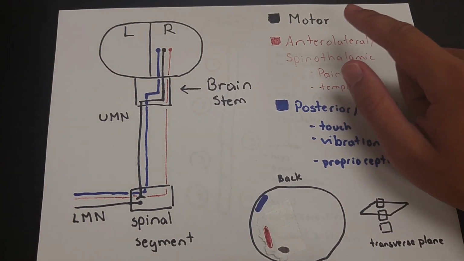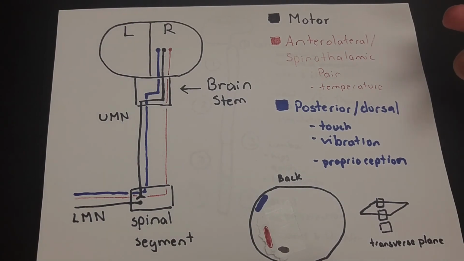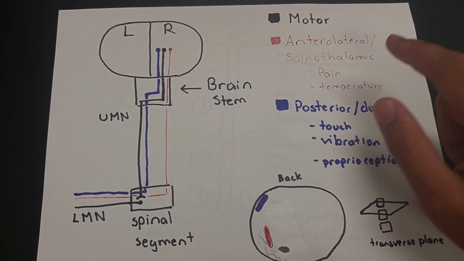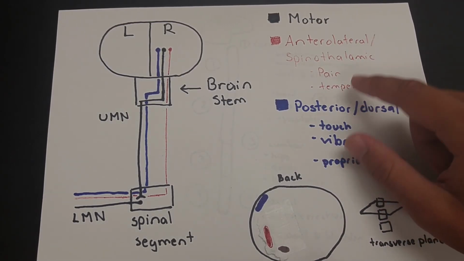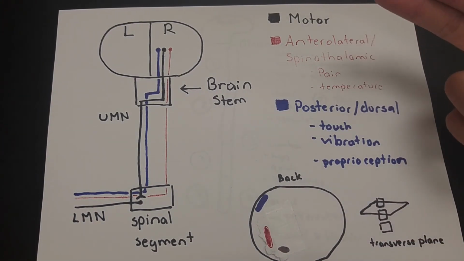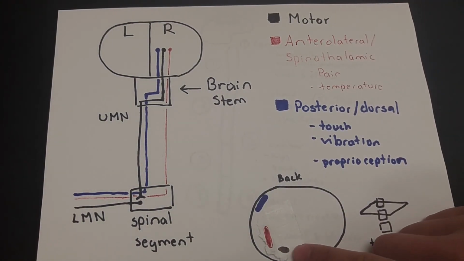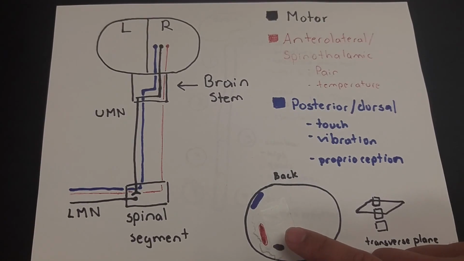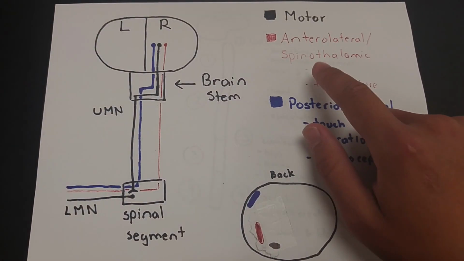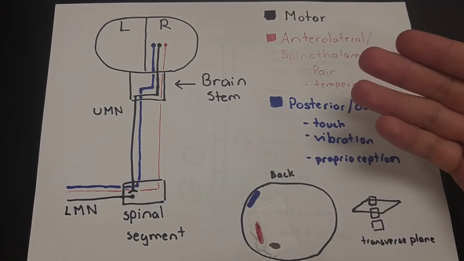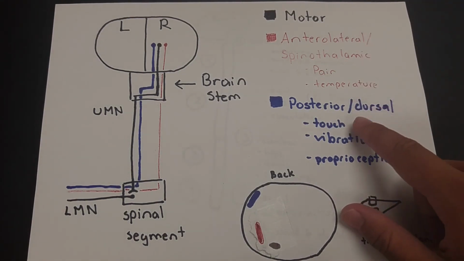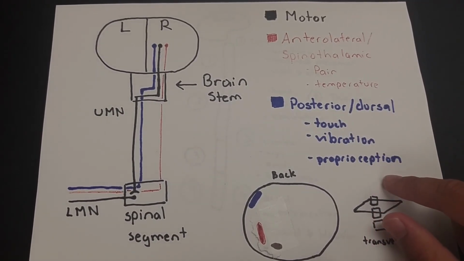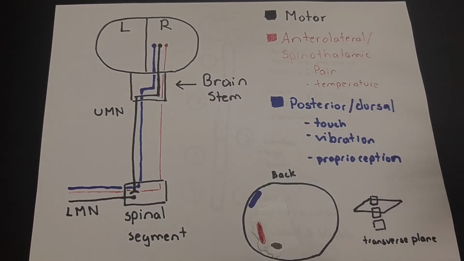So the motor is responsible for movement and the contraction of muscles. The anterolateral, also known as the spinothalamic, is responsible for pain and temperature sensation. Now the antero is kind of like anterior, right? So it's in the anterior or the front of the spinal cord. So if you're looking at the top through the transverse plane like this, then it'll be located towards the front. Now the posterior is in the back, because that's what posterior means, right? And it's also known as the dorsal. That's responsible for the touch sensation, vibration sensation, and proprioception, which is the feeling of position, right?